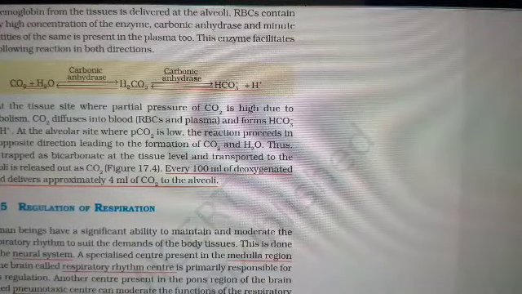At the tissue site, where the partial pressure of CO2 is high due to catabolism, CO2 diffuses into the blood and forms HCO3 minus, the ionic form. At the alveoli site, partial pressure of CO2 is very low, so the reaction proceeds in the opposite direction. Every 100 ml of deoxygenated blood delivers approximately 4 ml of CO2 to the alveoli. This is also very important for competitive exams.